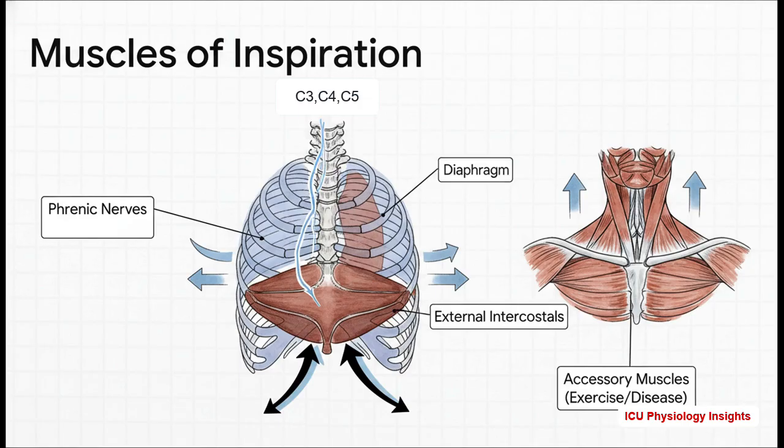Now, this high cervical origin is clinically profound. It's exactly why a patient with a C7 spinal cord transection can still breathe independently. When it contracts, it pulls the central tendon down, increasing that cephalocaudal axis. Then you have the external intercostals, which lift the ribs in that classic bucket handle motion, expanding both the anterior, posterior, and lateral diameters of the thorax.